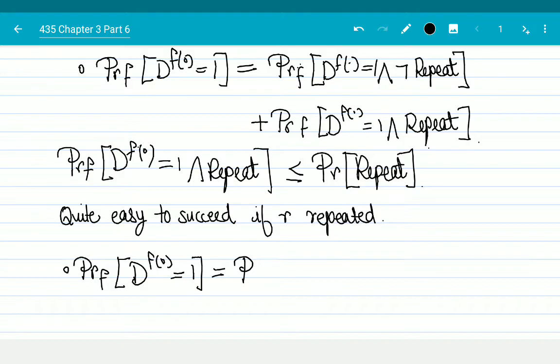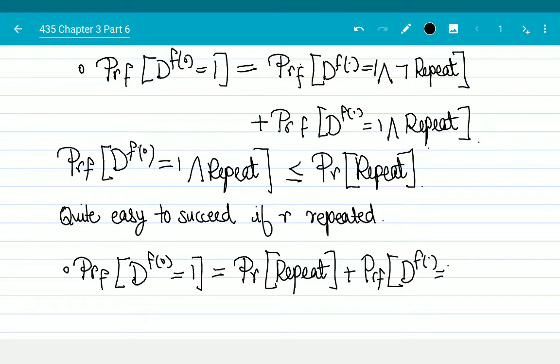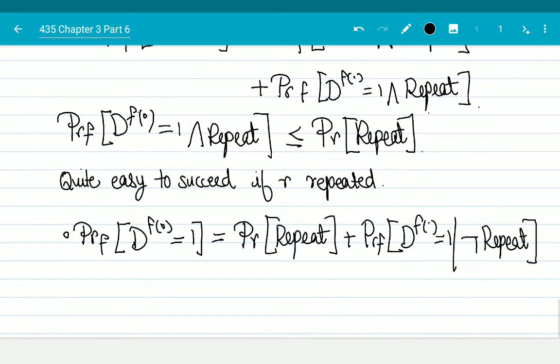Yes, that's fine. Probability that it did repeat, plus probability that the experiment succeeded, knowing that it did not repeat. Oops, sorry, this should not be equal, this should be smaller than or equal to.